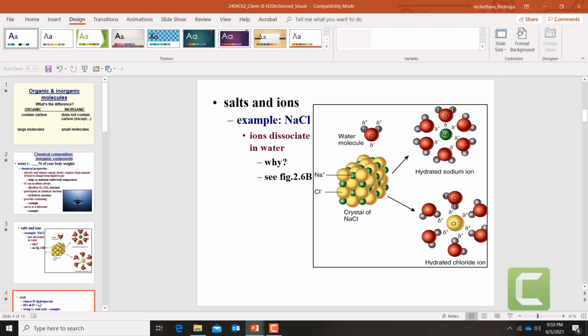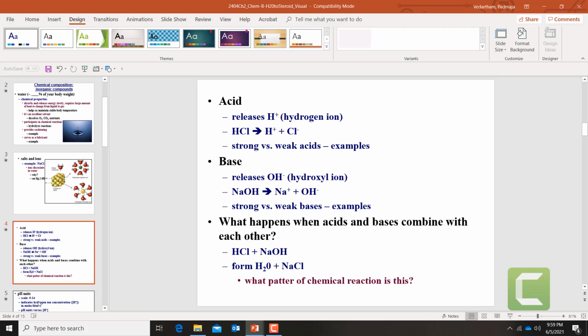Then we also have other things like acids and bases. Acid releases hydrogen ions, and the concentration of the hydrogen ions is going to specify whether the acid is a strong acid or a weak acid. For example, hydrochloric acid is a very strong acid because it releases more hydrogen ions. In comparison, vinegar or acetic acid is a weak acid because it releases fewer hydrogen ions.